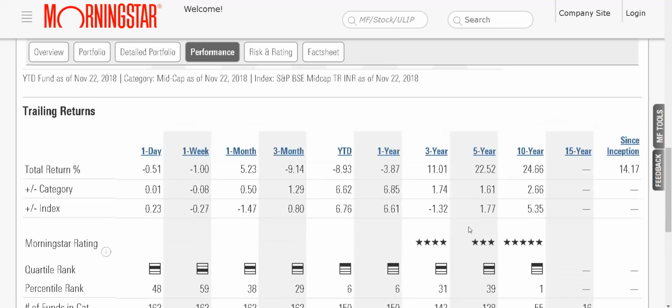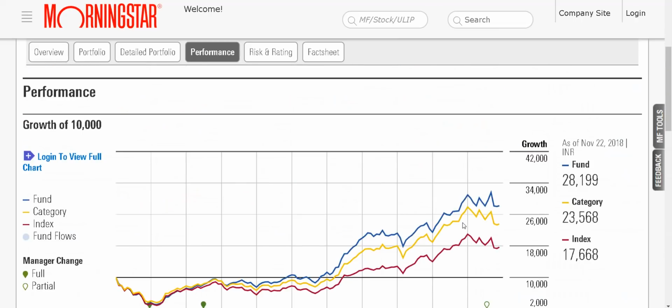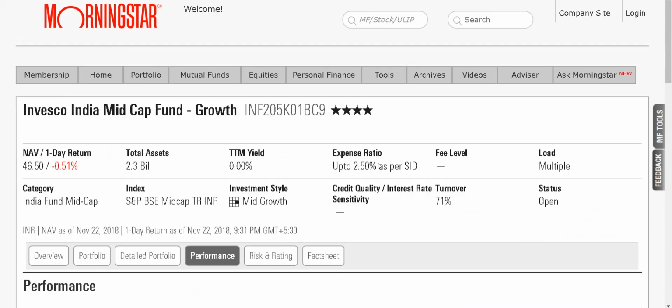So Morningstar is, in my opinion, a far superior portal than Value Research for doing fund analysis. And the fund I have chosen, Invesco India Midcap, has a very good track record. And if you don't mind investing in a small AMC, there's no problem at all.